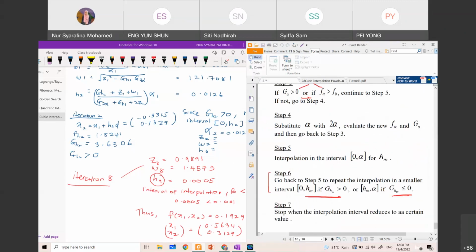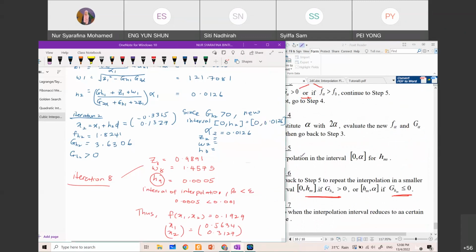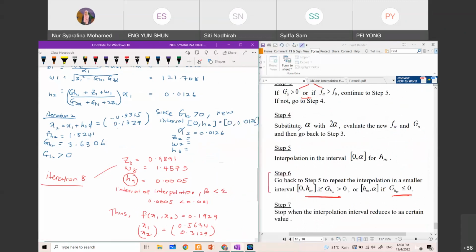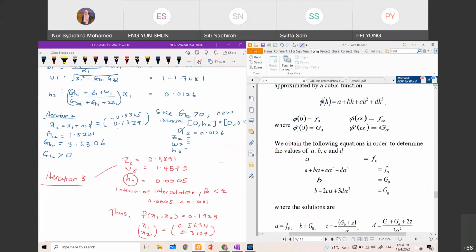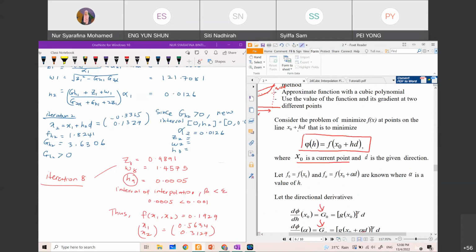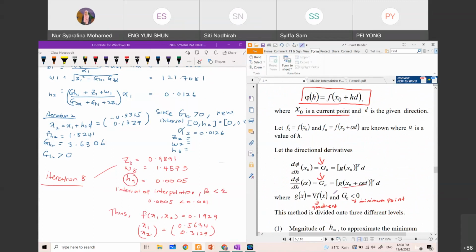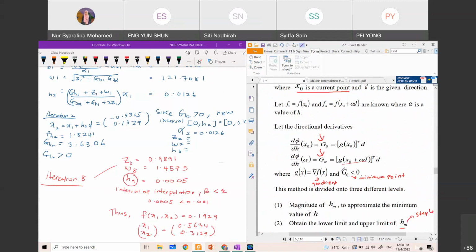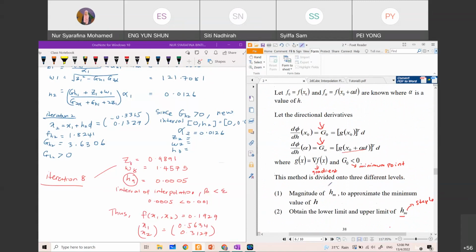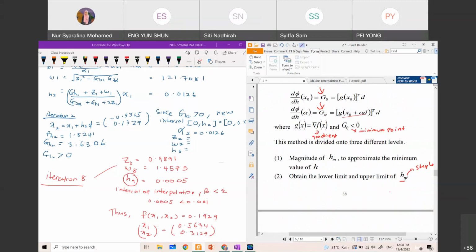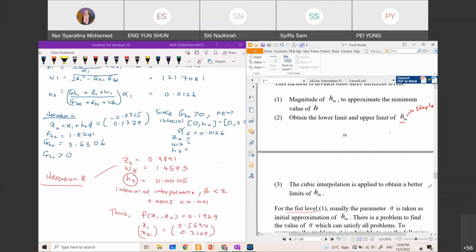Going through the example here, you can understand better with the theoretical part. We find what? This is your minimize function. Then you find your G naught and G alpha, the derivative of x. And then you check G naught less than 0. Then you check the magnitude of h, approximate the minimum. Obtain the lower limit and upper limit of h, we have here in the interval 0 to hm or hm alpha. Then the cubic interpolation is applied to obtain a better limit of hm.